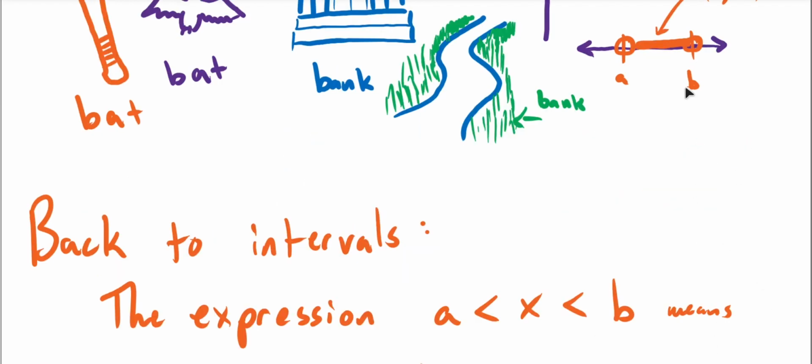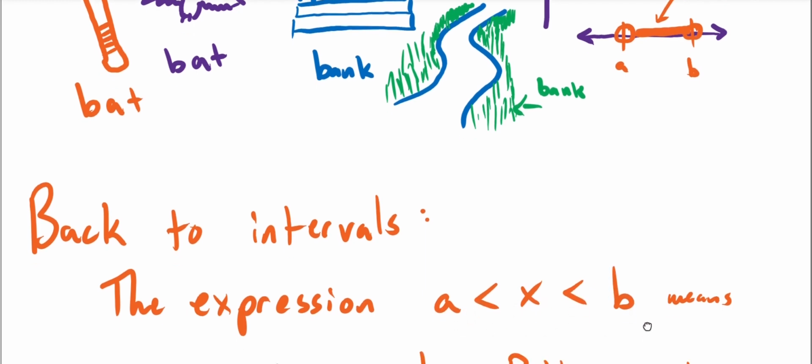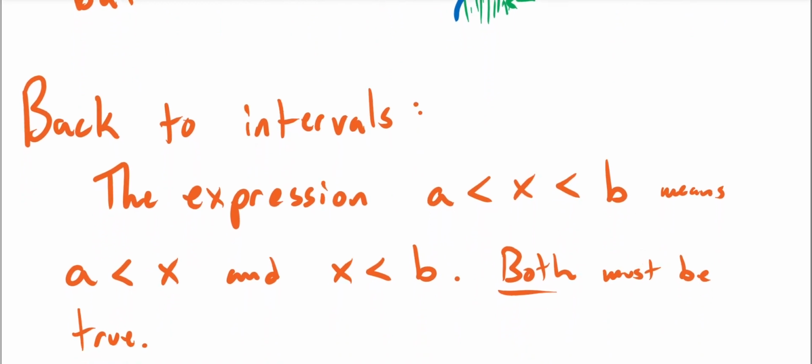So let's talk more about intervals that look like this. The expression a is less than x is less than b, right? This is a compound inequality. And what it means is that both a is less than x and x is less than b.